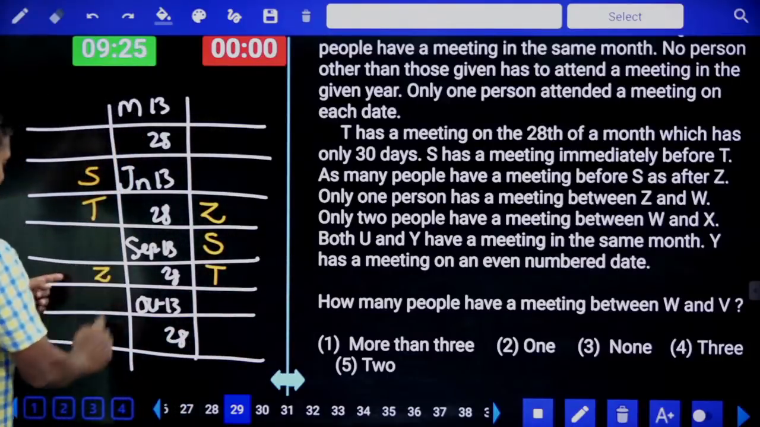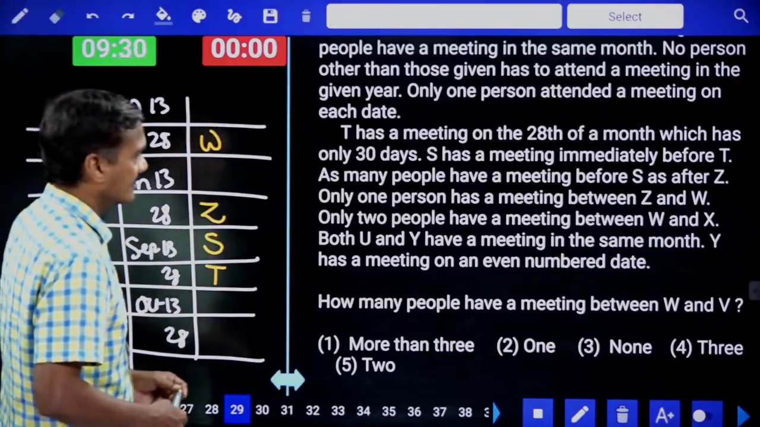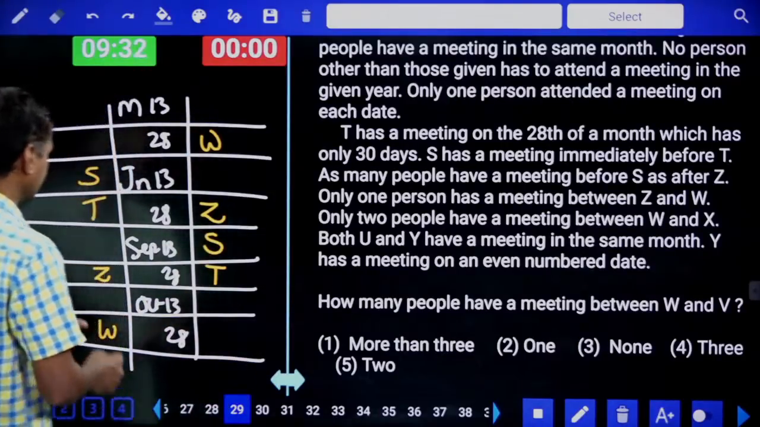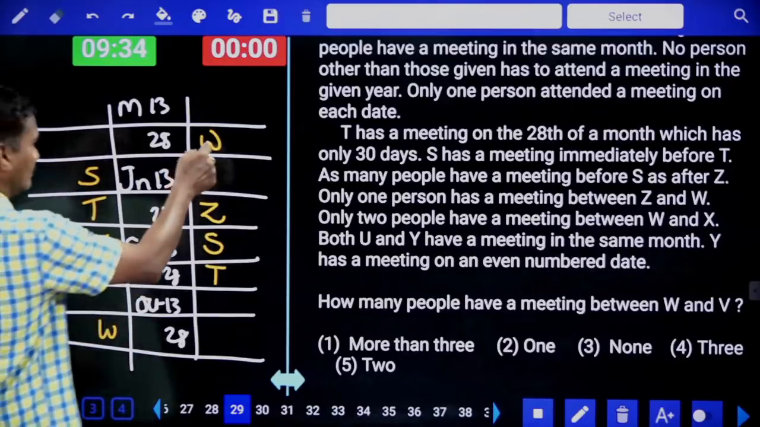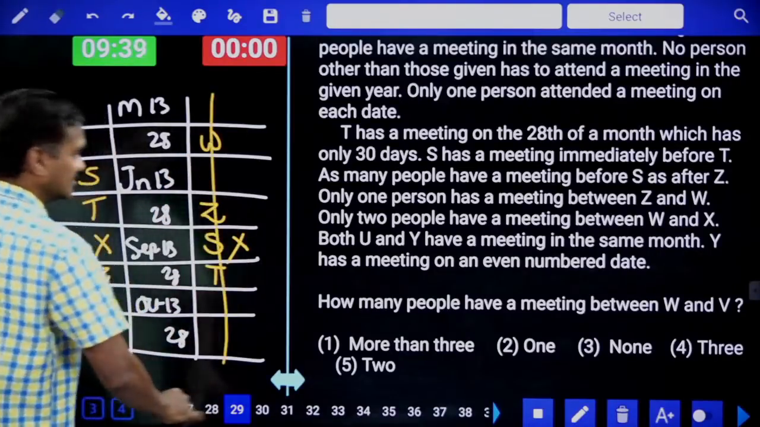And next one, only one person between Z and W. Z is here and W must be here. One person between Z and W. W must be here. And next one, 2 people between W and X. 1, 2, X is here. Now 1, 2, X and S must be in the same place. Not possible. This case is ruled out.